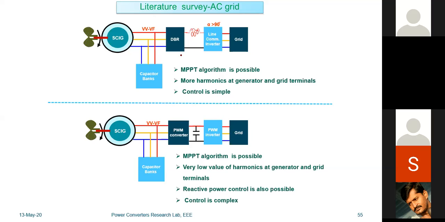The problem with the diode bridge rectifier is that there will be some harmonics at the converter input terminal. These harmonics will affect the performance of the squirrel cage induction generator. In this regard, we can have a PWM rectifier to reduce the harmonics at the input terminal. Then the generator performance may not be affected.